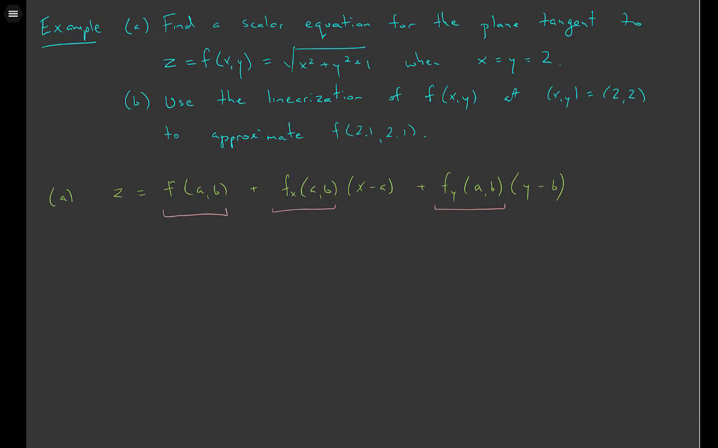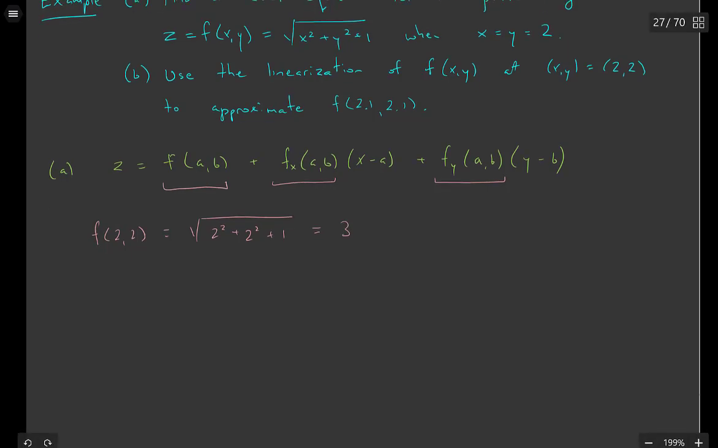Let's start off by finding f at 2 and 2. Well, that's just equal to 2 squared plus 2 squared plus 1, all square rooted. So that's square root of 9, or 3. Now let's find the partial derivatives.